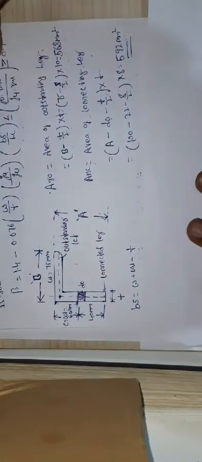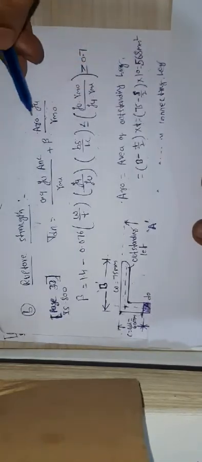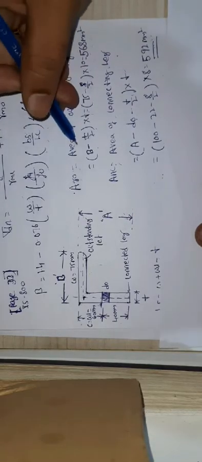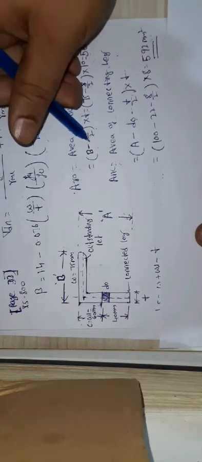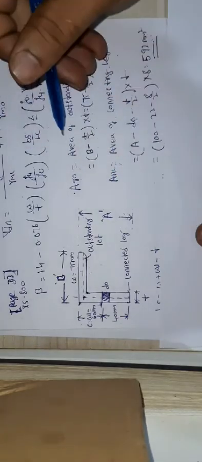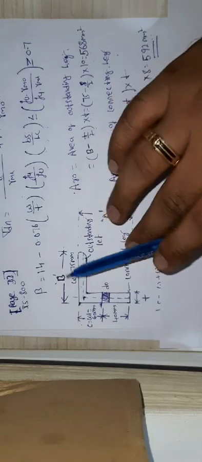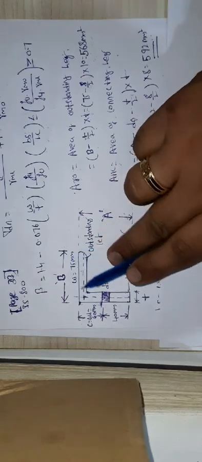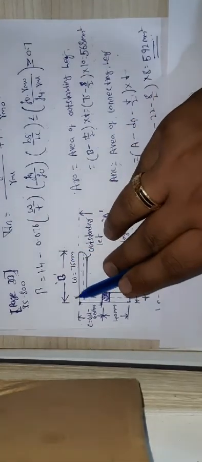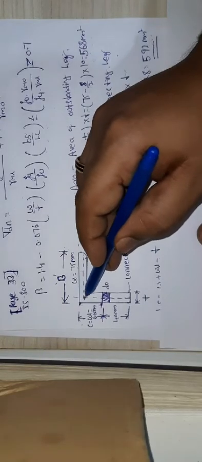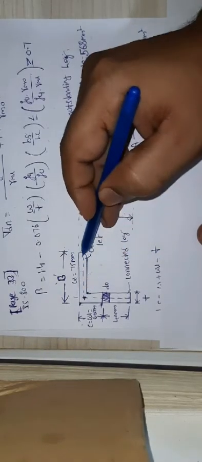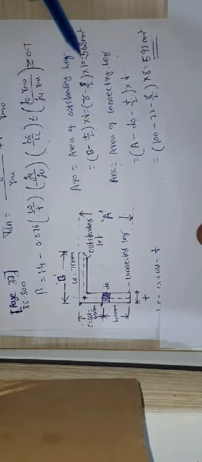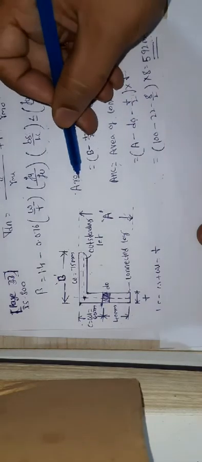So Ago means the area of the outstanding leg. We can easily calculate it using these conditions. We need to take the effective length of the outstanding leg into the thickness. The effective length is B minus t by 2. Guys, for the effective length we need to deduct up to the center line, from here to here. So it is (B minus t by 2) into t. I got 568 mm squared. This is the area of the outstanding leg.